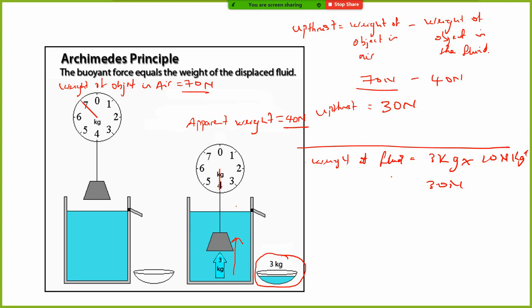All the time, that's how it's going to behave. You understand? The apparent weight is always going to be less than the weight in air, right? So the difference between the apparent weight and the weight in air, that's what's going to tell you what the upthrust is. You see what I'm saying?